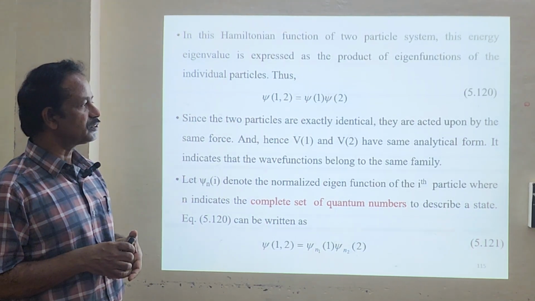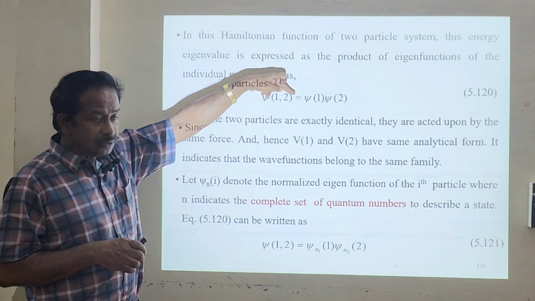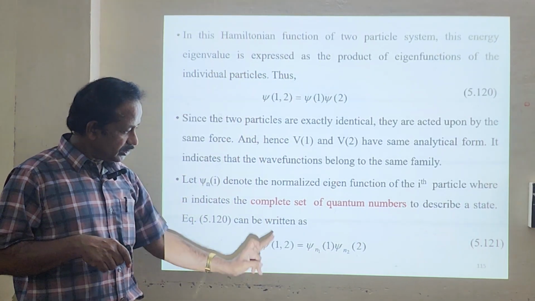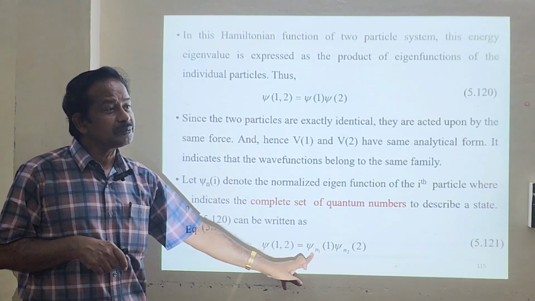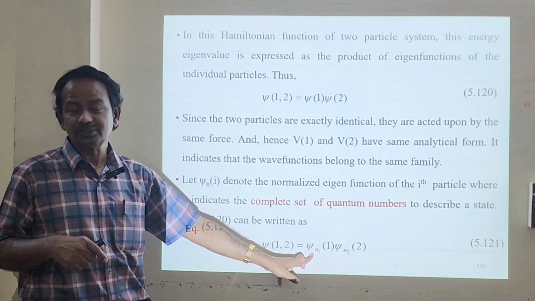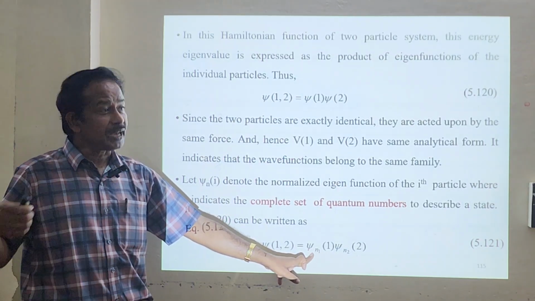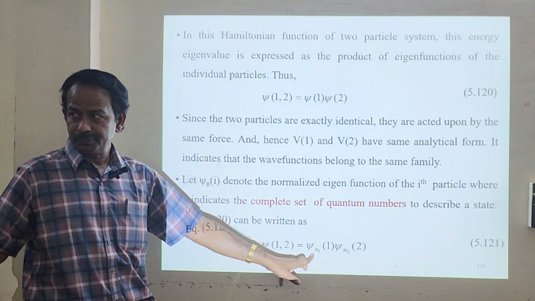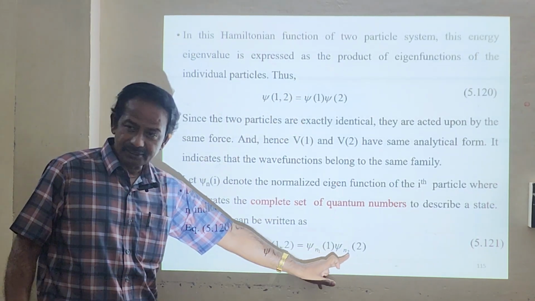It indicates that the wave function belongs to the same family. So now, there are no indices like n. We are going to introduce n here, n1. N stands for quantum numbers, all the four quantum numbers: the set of quantum numbers, principal quantum number, orbital quantum number, magnetic quantum number, spin quantum number. So now we are going to introduce the indices n1 and n2.